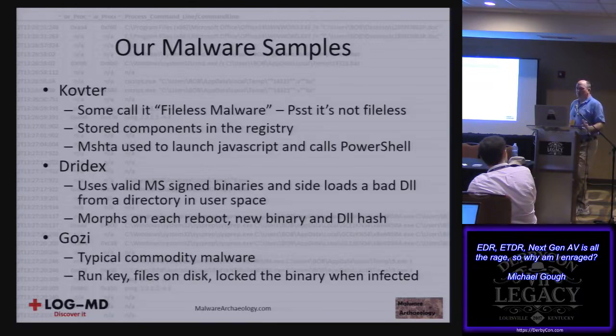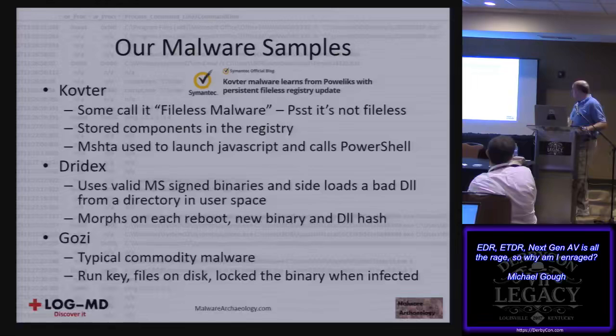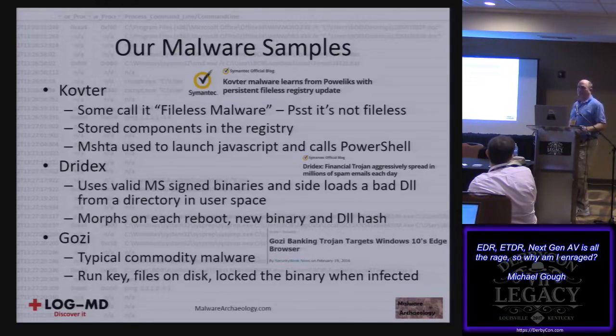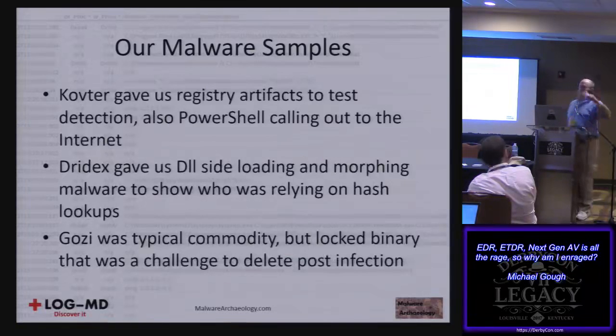Gozi is pretty typical commodity malware. Run key, files on disk, pretty typical stuff, pretty noisy, uses Tor to communicate out. But the cool thing about this was the locked binary. When we started seeing this, we scratched our heads, like, why would the malware authors care whether the file was locked or not? Once we did the testing, we realized this is why they're locking the files. And again, Kofter, like Powlix, is fileless, and DrideX hits the financial community pretty heavily, and Gozi is now trying to go after built-in compromises of the browser, especially Windows 10 Edge, which, as we saw in one of the prezos, take the mask off, it's really just IE.